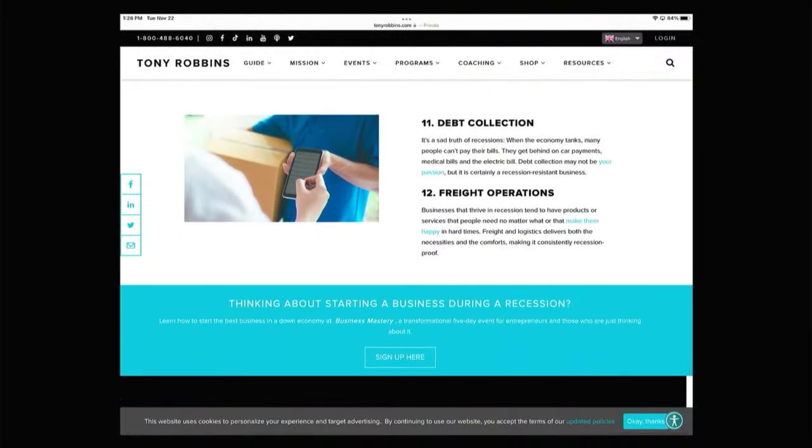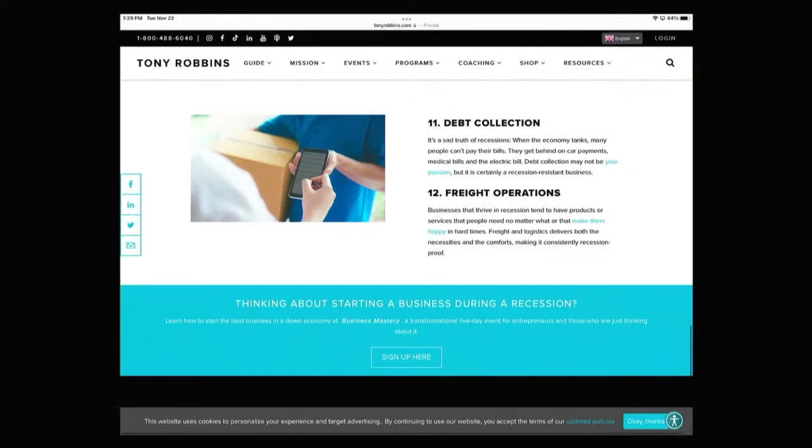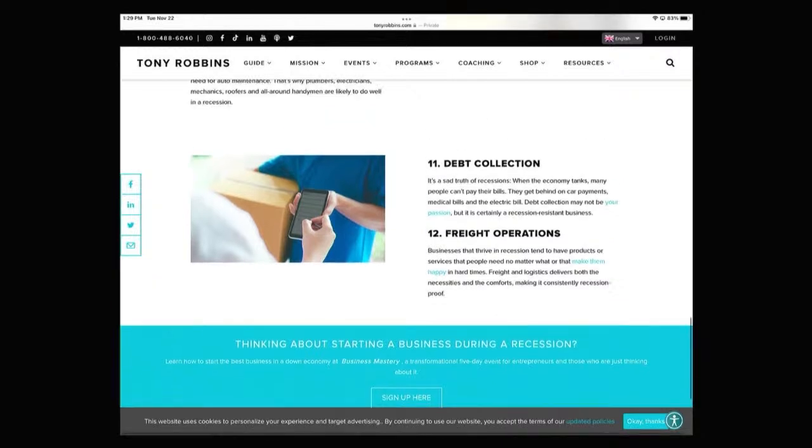Now, businesses thriving in a recession tend to have products or services that people need no matter what, or that make them happy in hard times. Freight and logistics deliveries, both the necessities. Now, we all know that this is why Amazon really took off during COVID, the pandemic, right? Because hey, we still have money. We still needed stuff. We couldn't go to stores, but we could definitely shop online. And the quickest and best place to shop online was Amazon, because you can still get it the same day, because the logistics services were growing and they were prepared for this a long time ago. Amazon was smart. They knew that this was going to come again. It's a cyclical thing. Recessions do come. You can believe it's going to be here or not, but recessions do occur. All right. So they were prepared for it.